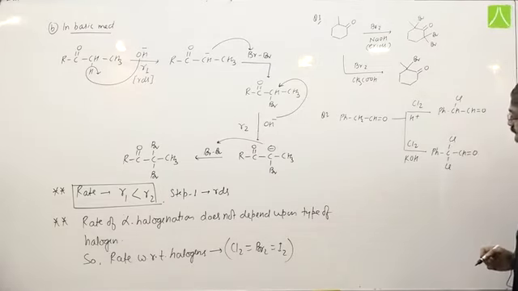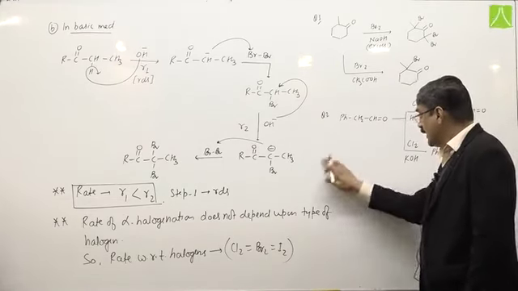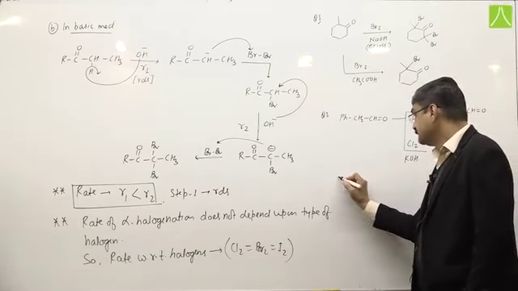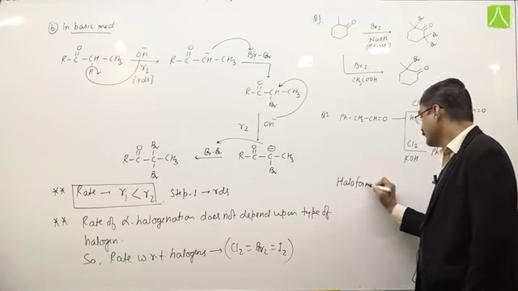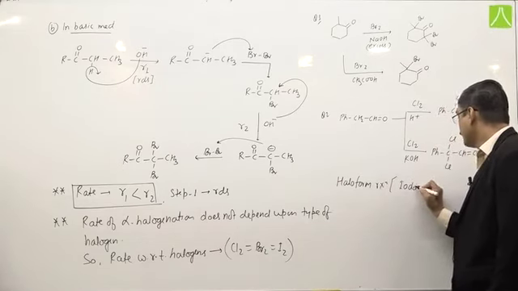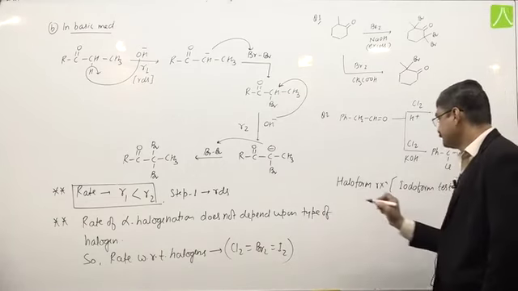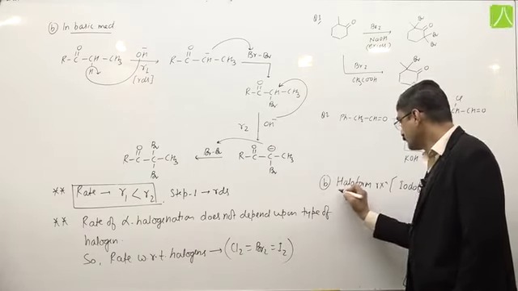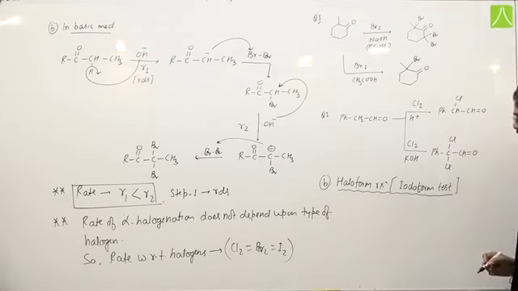So this is the result. Now the next reaction is the haloform reaction, the haloform test, or you can write iodoform test. This is the next type of halogenation.